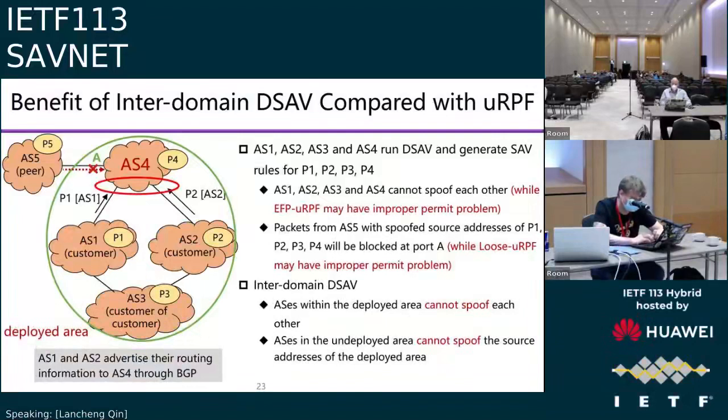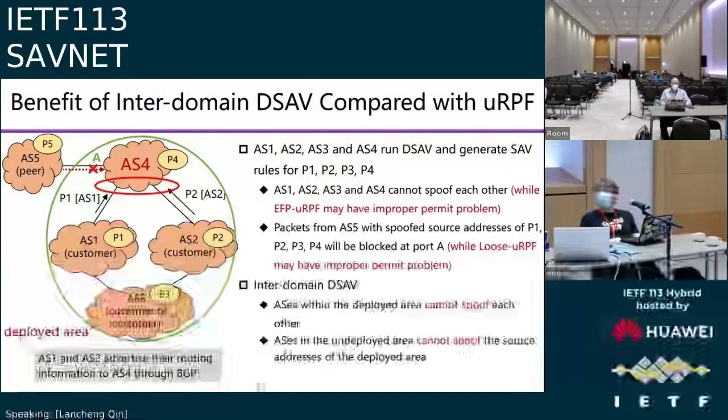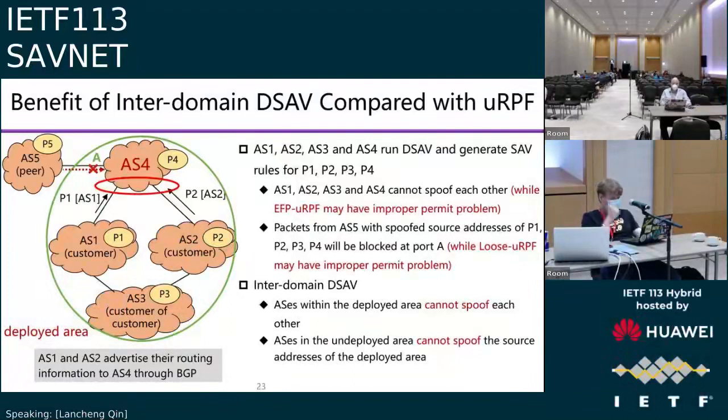Besides, packets from AS5 with spoofed source addresses of P1, P2, P3, P4 will be blocked at port A, while loose URPF may have improper permit problem in this case. Overall, compared with URPF in inter-domain save, ASs within the deployed area cannot spoof each other, and ASs in the undeployed area cannot spoof the source addresses of the deployed area.